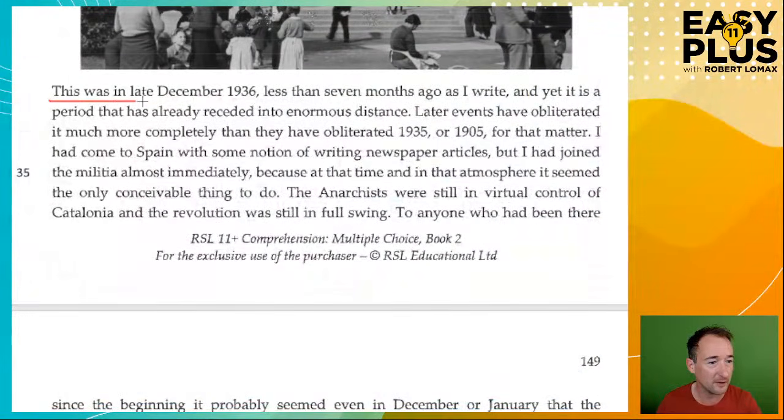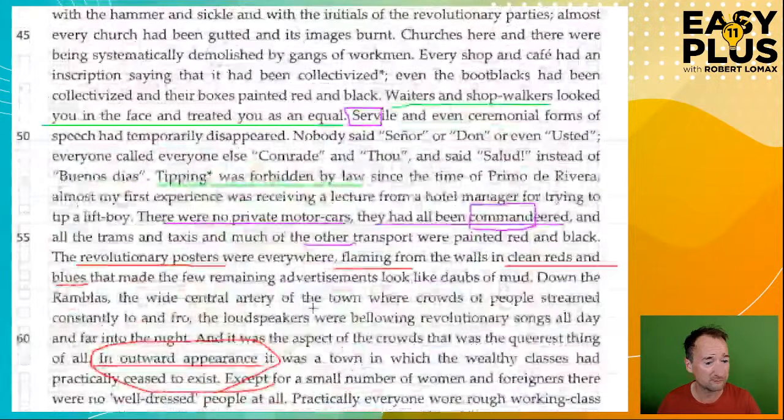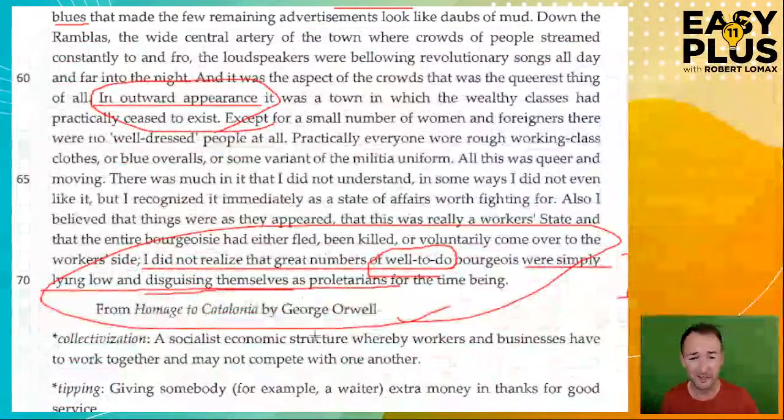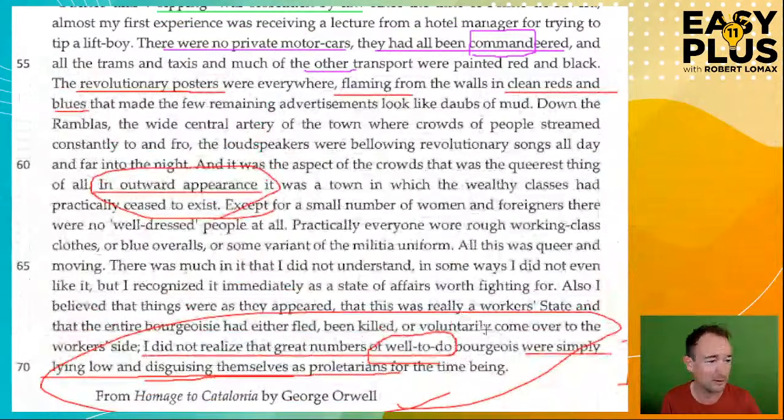This was in late December 1936, less than 7 months ago as I write. Okay, so that's important to know. And later events have changed what happened at that time. In his mind, have changed his memories of that time. Right, that's important to bear in mind. Now, let's skip to the key bit, which you will know where it is.